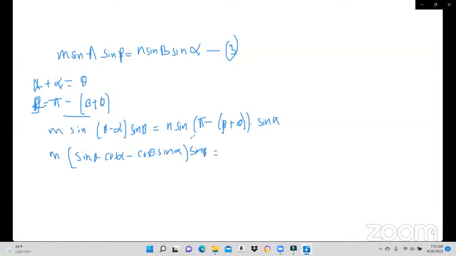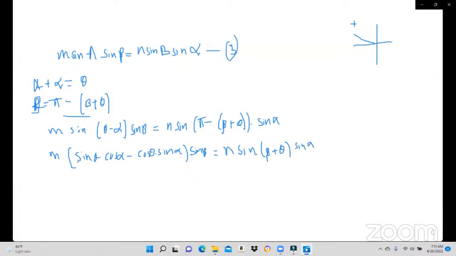Beta equals... and here n sine (180 minus beta plus theta). If you consider this quadrant, this is the first quadrant and this is the second quadrant. Sine of (180 minus beta plus theta) means it is an obtuse angle, and you know in the second quadrant sine is always positive, so sine(180 minus (beta plus theta)) is just sine of beta plus theta. Then n sine beta plus theta into sine alpha.